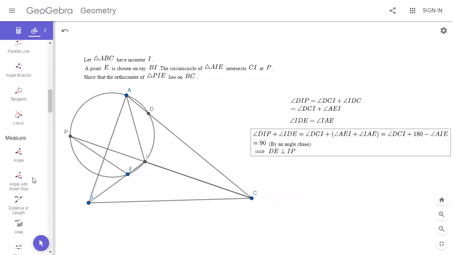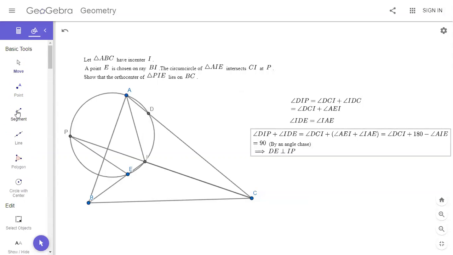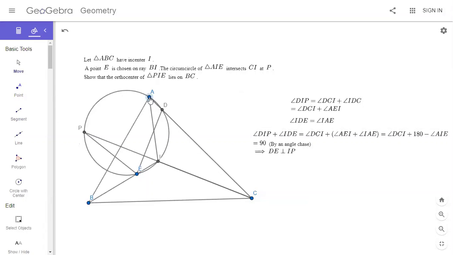Okay. Let me move things around a little bit. Okay. So what did we want to show? We want to show the orthocenter of PIE lies on BC. So yeah, that solves the problem because basically the orthocenter is the unique point on the altitude from E, such that when you reflect it over PI, it lies on the circumcircle.